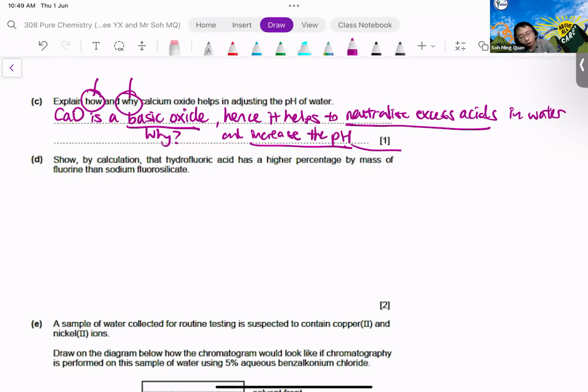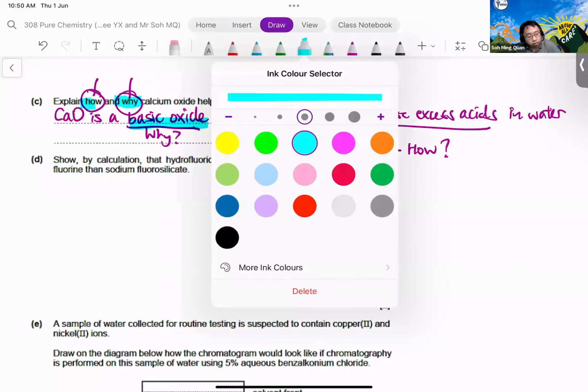So this is the how. You must have both. Okay? If you don't have both, you won't get the 1 mark. And that's why it's important to realize what you are talking about. The why versus the how is not the same.